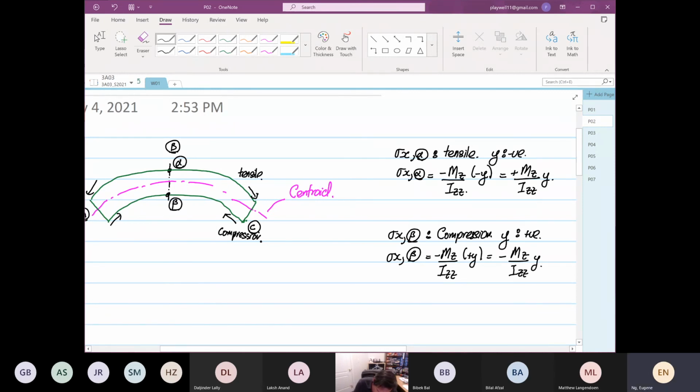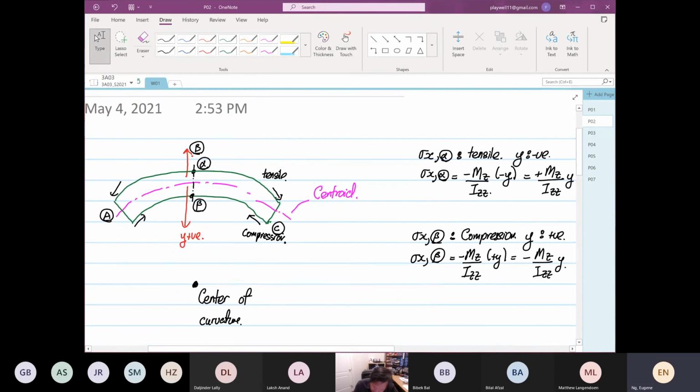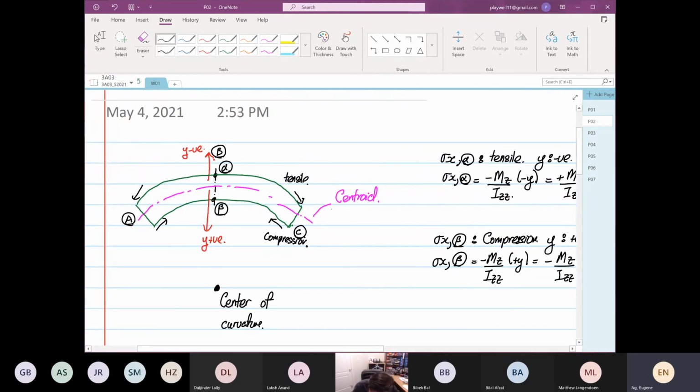Okay, so mathematically, what is happening? Okay, so if this is a center of curvature, right, the center of curvature switches now, yes or no? Right, pointing towards the center of curvature, right, Y is positive, away from the center of curvature relative to the centroid, Y is what? Negative.